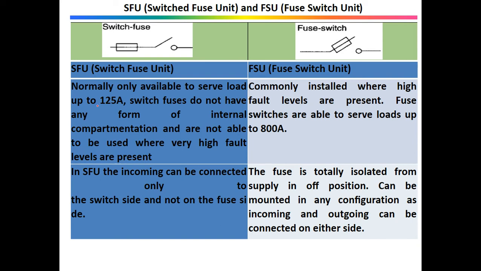And the switch fuse unit is normally only applicable to serve loads of up to 125 ampere. However, in case of FSUs, it is nearly 800 amperes. In SFU, the incoming can be connected only to the switch side, not to the fuse side. And in case of FSUs, the fuse is totally isolated from supply in the open position and can be mounted in any configuration, as incoming and outgoing can be connected on either side, that is on the fuse side or maybe on the switch side. Again there is a flexibility.